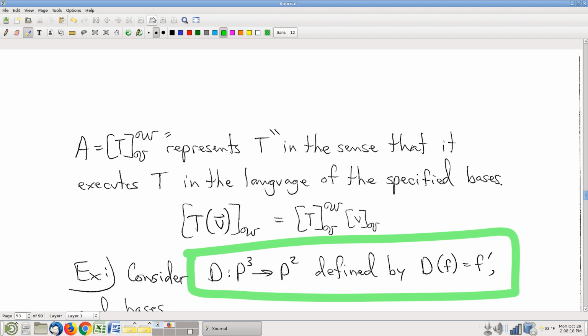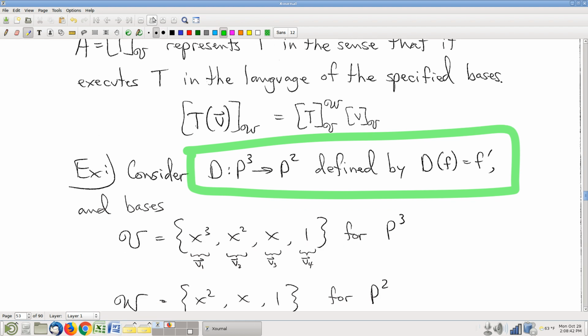And what I'm going to do now is show you how a matrix represents it in this case. Now, I'm going to pull this rabbit out of a hat. I'm just going to write down what the matrix is. I'll show you where it came from in a few minutes. For the moment, I just want to show you how it is that the matrix is representing the linear transformation.